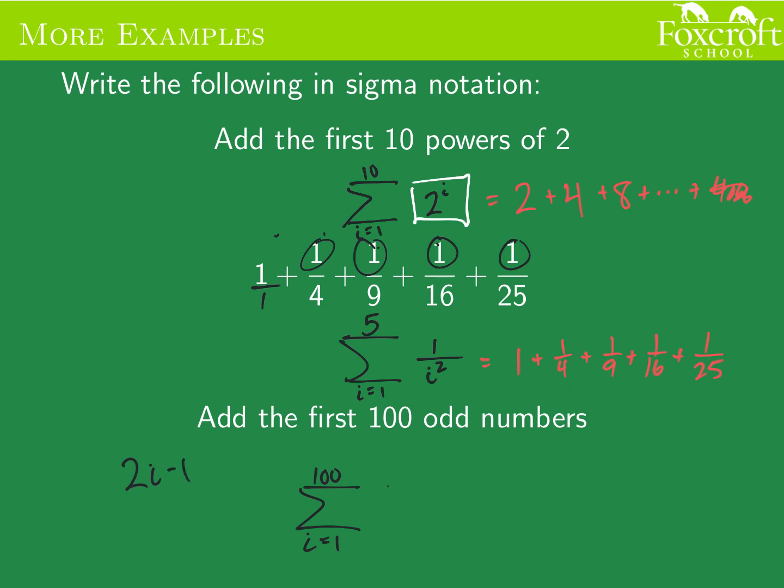You just subtract 1. All right, so that's going to be the first 100 odd numbers. When I plug in 1, 2 minus 1 is 1. When I plug in 2, I get 4 minus 1 is 3. Then 5. And eventually I'd get up to 100. When I plug in 100, I get 200 minus 1 is 199. There'd be a bunch of dots in between there. This is the sigma notation for adding the first 100 odd numbers.